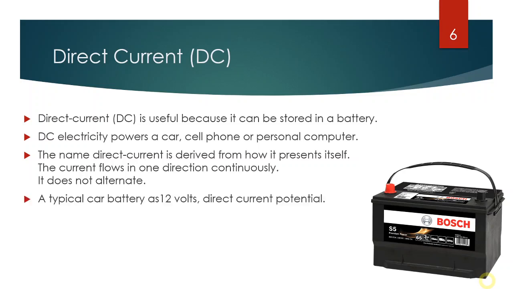And the typical car battery has 12 volts of potential available to start the car. Some cars, older cars, worked off of 6 volts. Some motorcycles work off of different voltages. And some boats work off of different voltages as well.